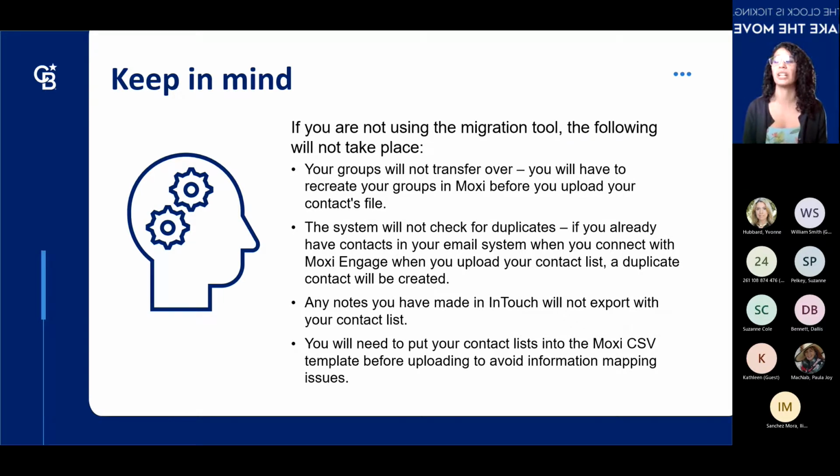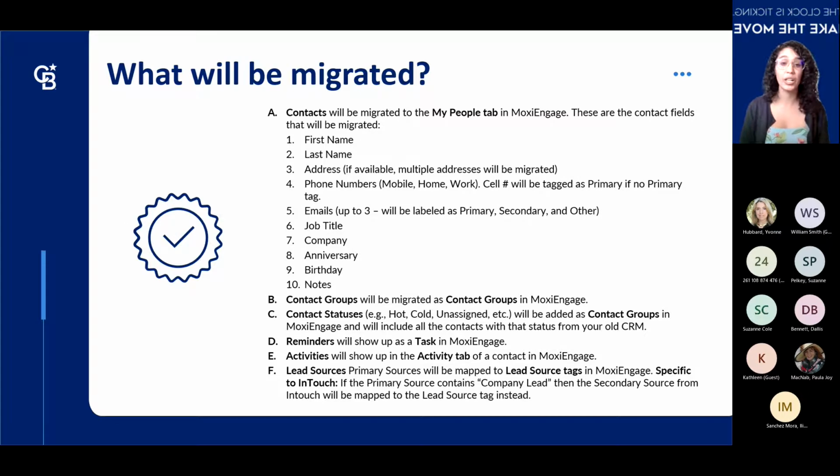You will need to put your contact list in the Moxie CSV file. So let's say you're not using InTouch and you're using your personal CRM, or you're not using a CRM and you just have your contacts in Outlook, or in a Rolodex, or in your notebook. Then you will either have to manually enter those contacts or enter them into a CSV file and then import them. So that's if you're not using the migration. If you are using that migration and pushing that magical button, this is what's going to be able to transfer over.